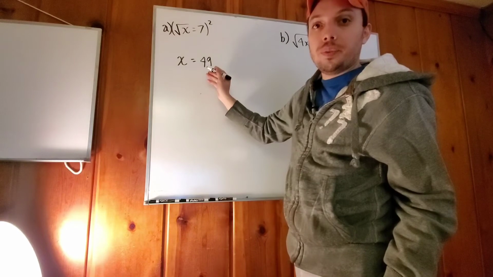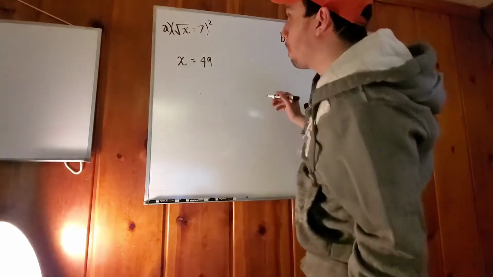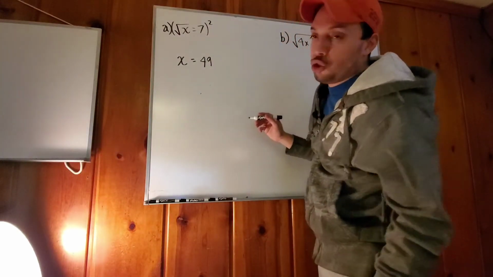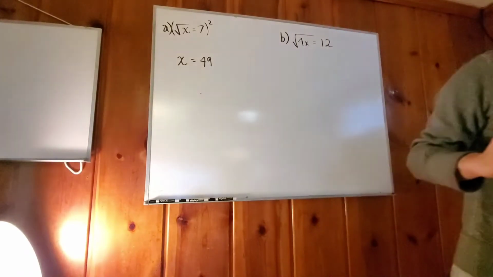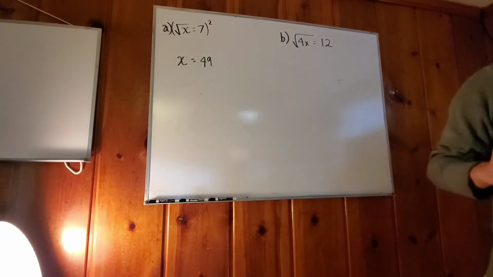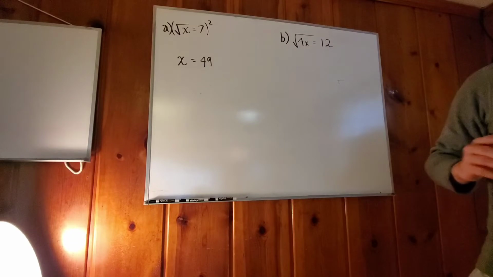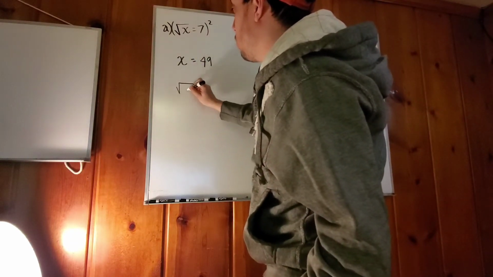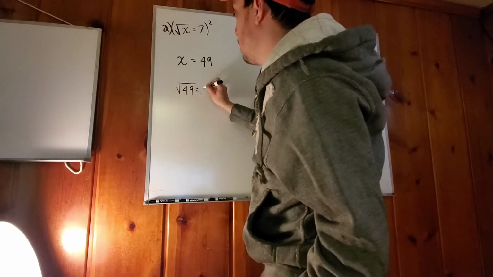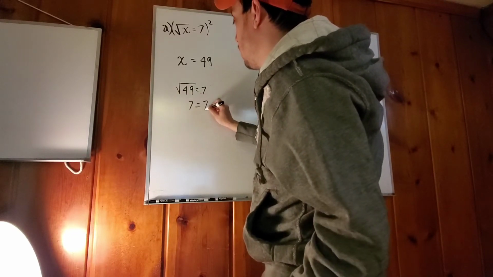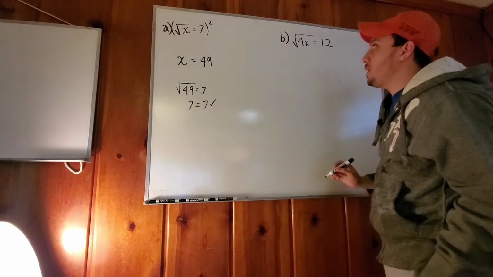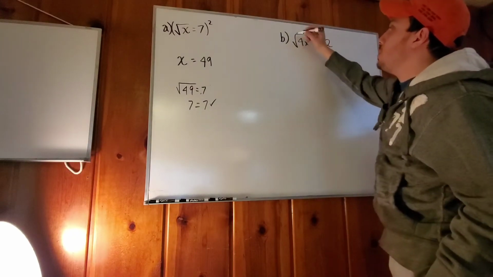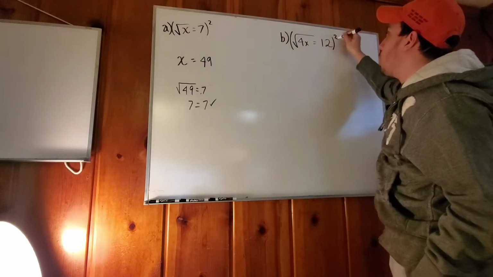Okay. And then how do we actually check? Well, to check, we're going to put a 49 instead of the x. So square root of 49 equals 7. 7 equals 7. Boom, I checked. And in here, what we're going to do is the same thing. We're going to square the whole thing.